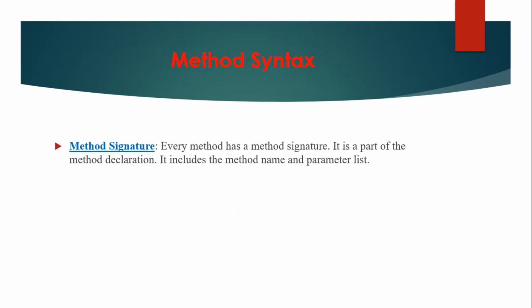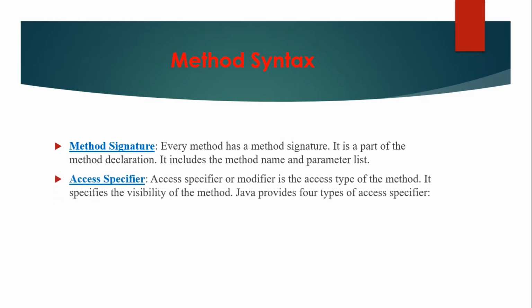Method signature. Every method has a method signature. It is a part of the method declaration. It includes the method name and parameter list. Access specifier or modifier is the access type of the method. It specifies the visibility and scope of the method.